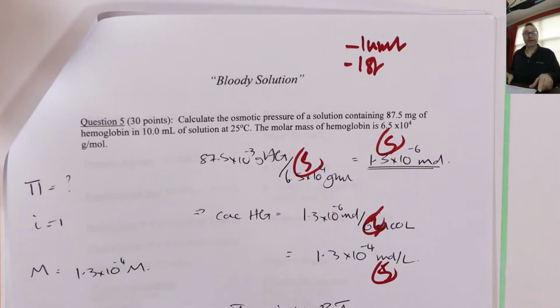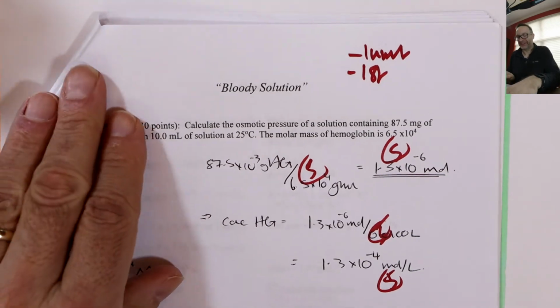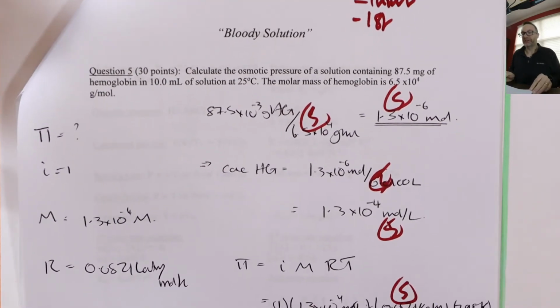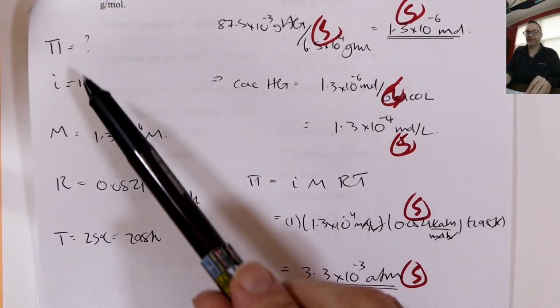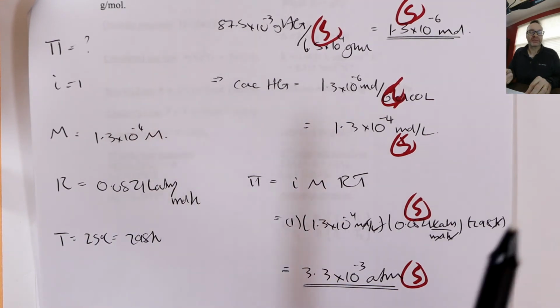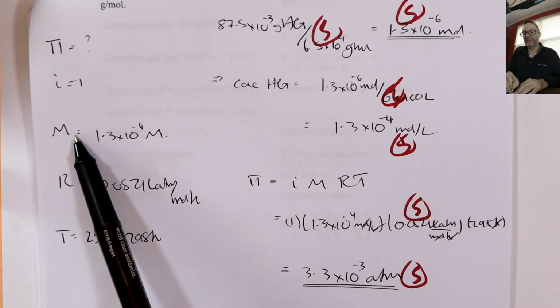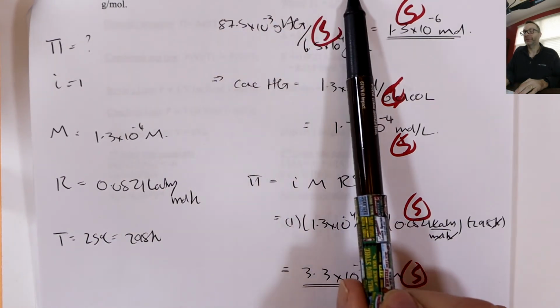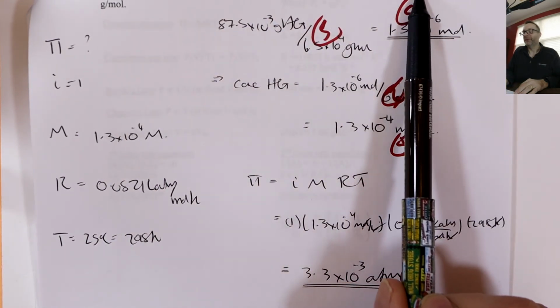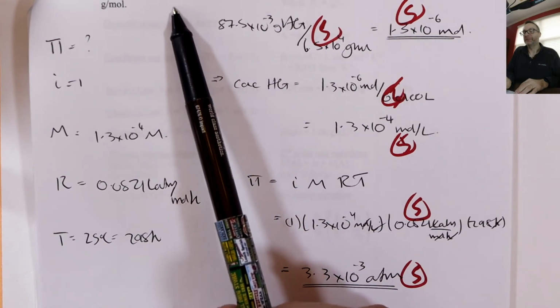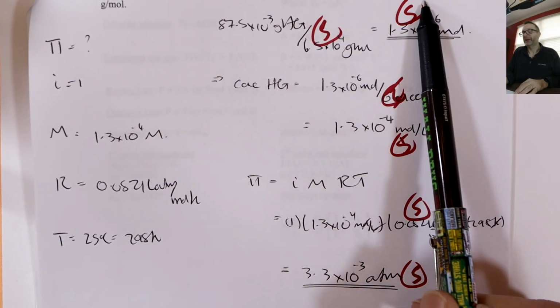Last one, on the whole, the solution to the question was pretty good. Remember my little trick here, I always like to list my variables in the margin, optional, but it's a nice thing to do. So I have to calculate the osmotic pressure for 87.5 milligrams of hemoglobin in 10 milliliters at 25 degrees. Molar mass is this, right?